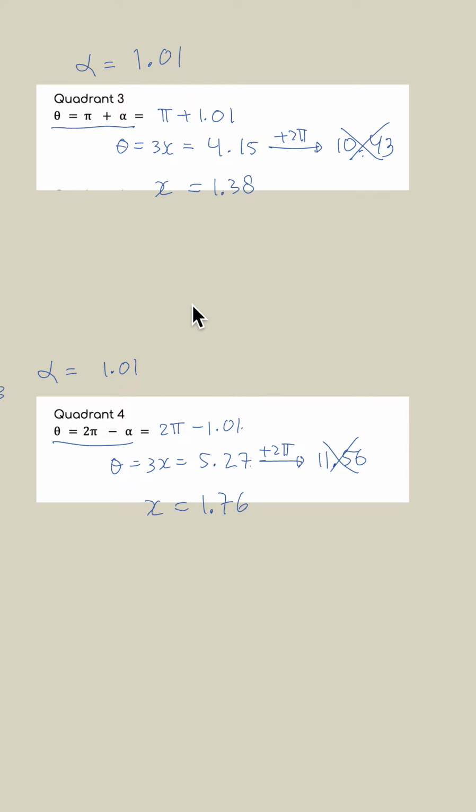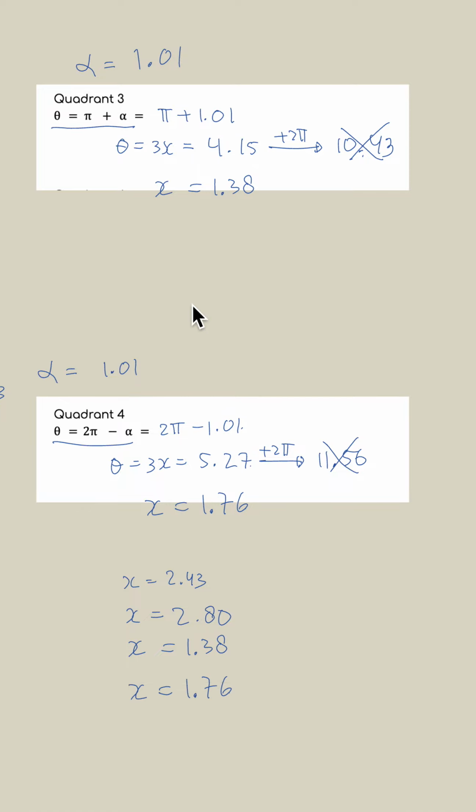Okay. So let's present all the answers here. How many answers do you have here? 4 answers, 1 from each quadrant. Yeah, this is from quadrant 2, and from quadrant 1 is 2.43.